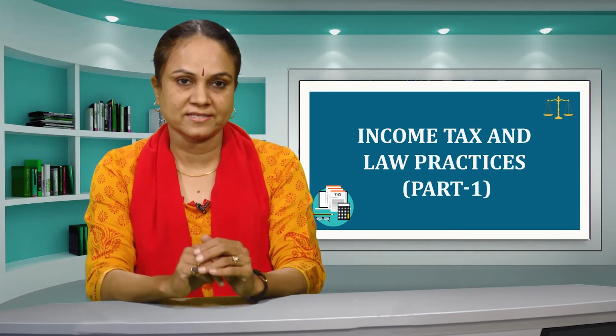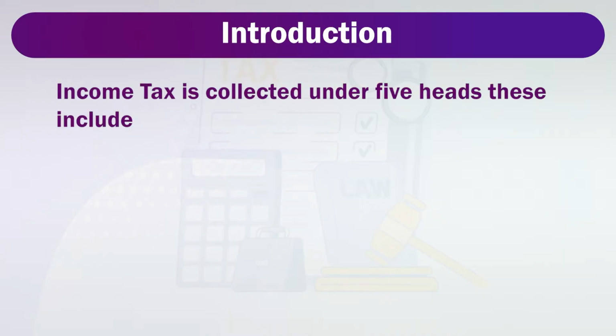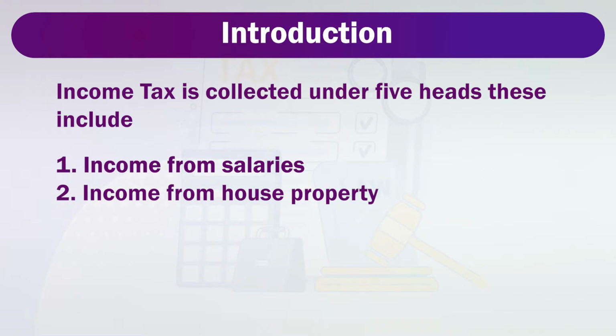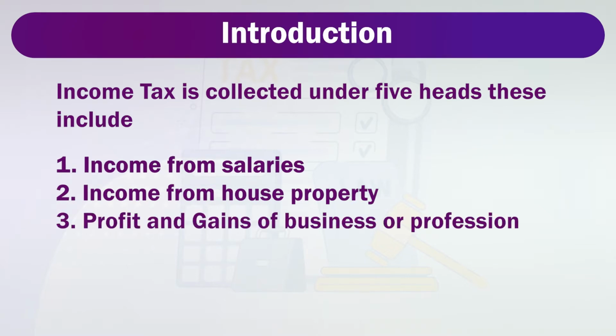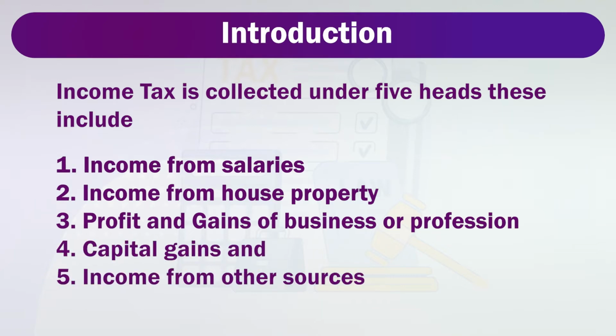Income tax is levied under the head of direct taxes. Income tax is collected under 5 heads. These include number 1, income from salary, number 2, income from house property, number 3, income from profit and gains of business or profession, number 4, income from capital gain and number 5, income from other sources. We will discuss information about all these heads in subsequent modules time to time.